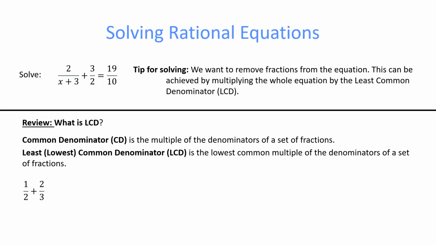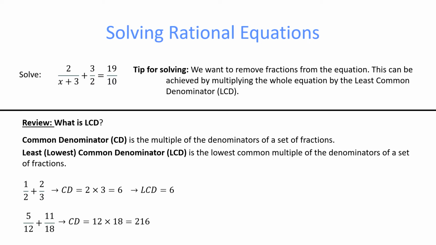And so what is the common denominator? As it said, it's a multiple of the denominators. So the multiple of the denominators is 2 times 3, that's 6. In this case, 6 is also the lowest common multiple of 2 and 3. So the common denominator and lowest common denominator are the same. Let's look at another example, 5 over 12 plus 11 over 18. In this case, the common denominator, again the product of the denominators, is 12 times 18, 216.